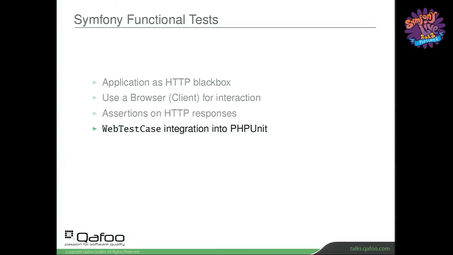And PHPUnit allows us to run tests, and the web test case is the integration point for Symfony. So we have this test case, and it has some methods which allow us to run these functional tests. There's also a Symfony2 extension for Behat, which is a different testing tool from PHPUnit. But it's using mostly the same components that I will show later. So Symfony has three or four components used for testing, and these are used in both the web test case and the Symfony extension for Behat.